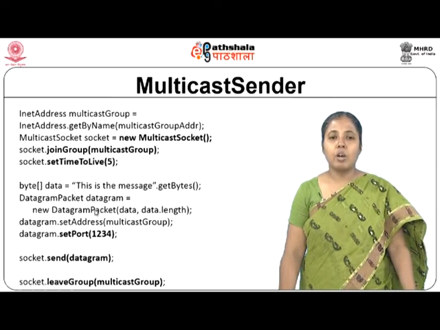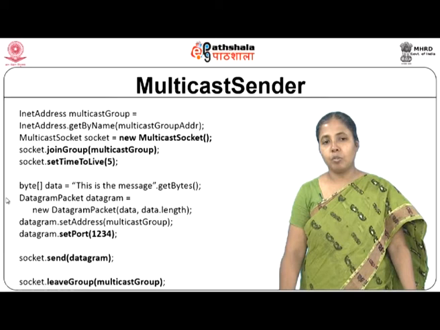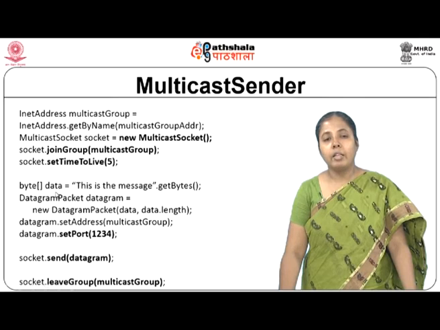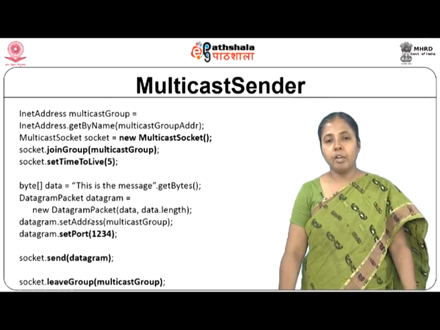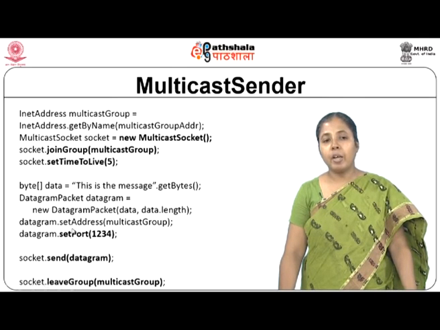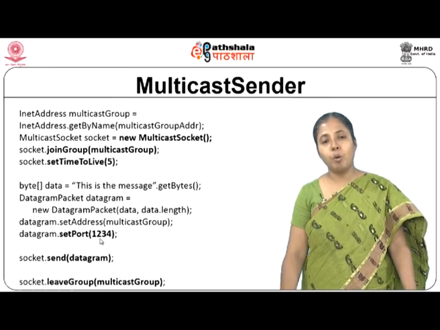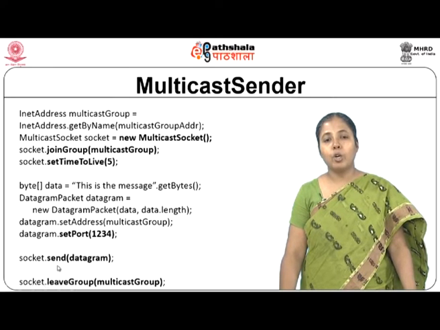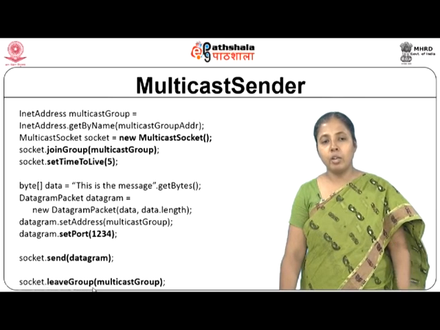The sender has to construct the datagram packet. As I told you earlier, it is a byte array. The message is a string, so you use the string object's getBytes, which returns a byte array, and then you create a datagram packet. For this datagram packet, you set the address to be the multicast group address, set the port to be this port number 1234, and send the datagram. Once the datagram is sent, you can leave the group.